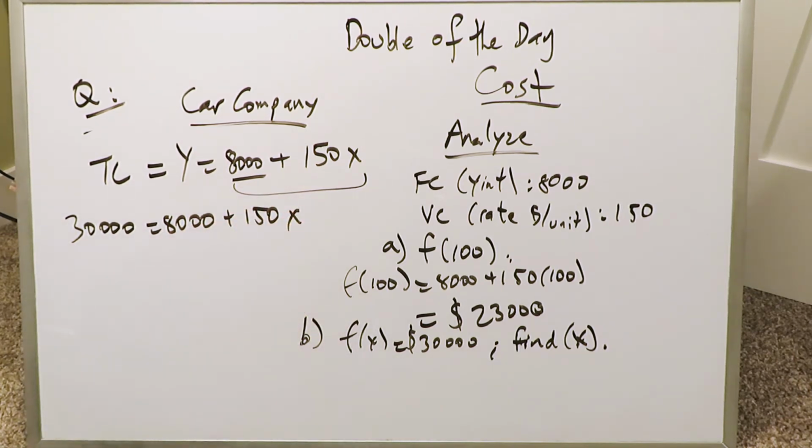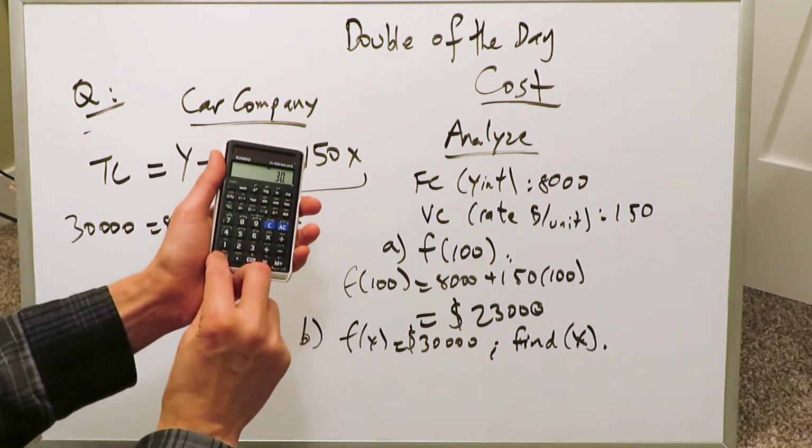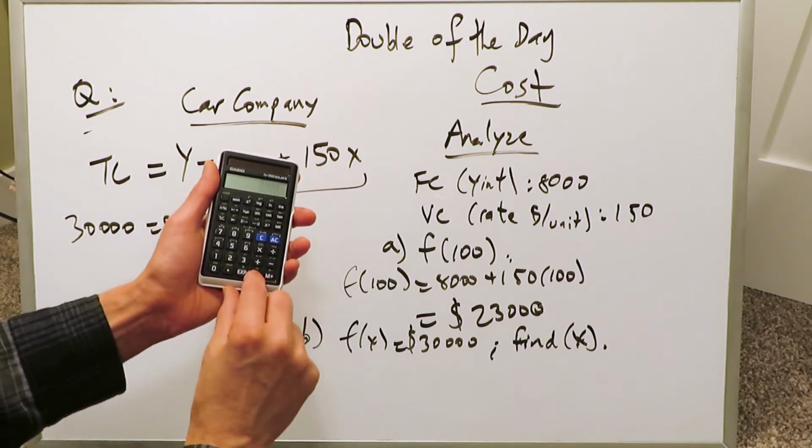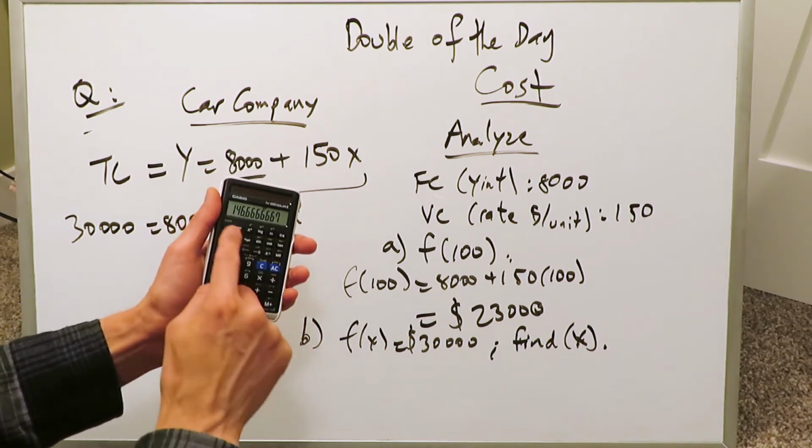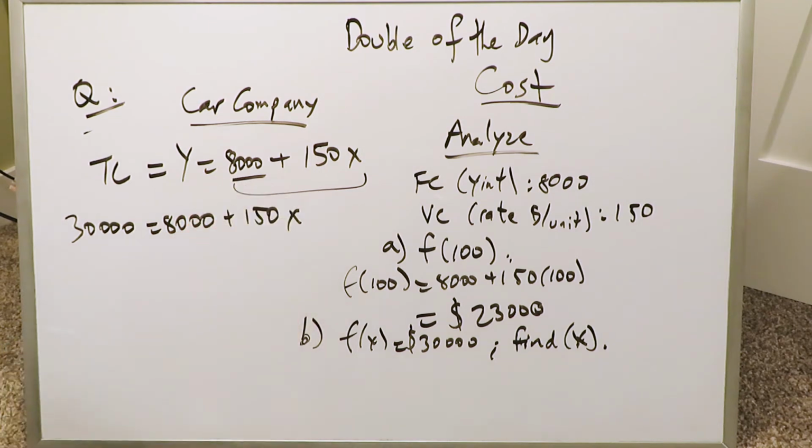Now, of course, I didn't make sure that we're not going to get a decimal answer, but that's fine. You can't have a decimal car, but we can roll with what we get. We have 30,000 minus 8,000. We'll divide that by 150 and that'll tell us 146.66. We can round it up.